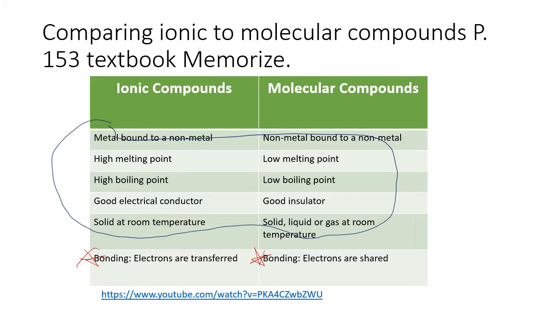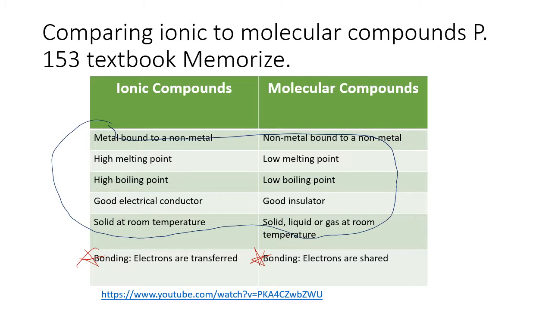So that is a very, very strong bond. And as a consequence of that strong bond, you're going to have a high melting point, high boiling point, and a good electrical conductor, and it's going to be solid at room temperature, because those are strong chemical bonds. The covalent bonds, that's what they're called for molecular compounds, are weaker because electrons are not being transferred, they're being shared.